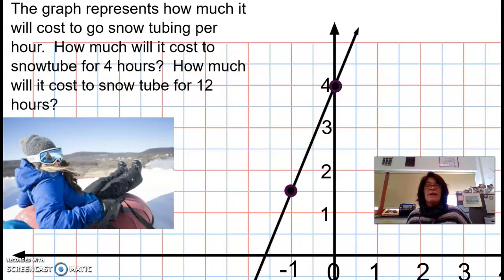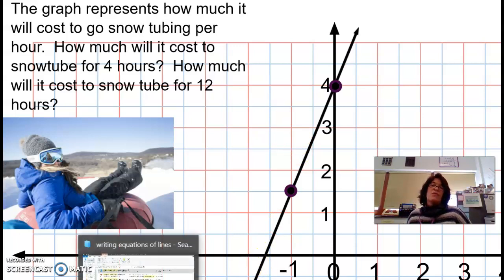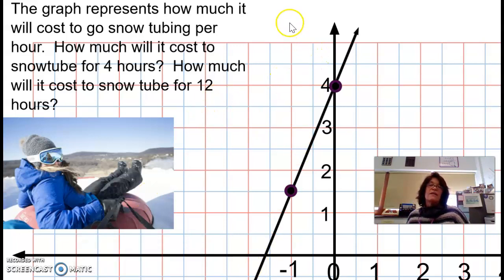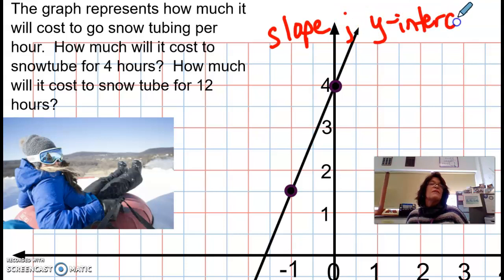Okay? So let's think about it. You only need 2 things to graph the equation of a line, correct? Think about what those 2 things are. Yep, I heard you say it. Slope and y-intercept. Very good. Those are the 2 things you need. So looking at this graph, is there a way we could find the slope and the y-intercept?